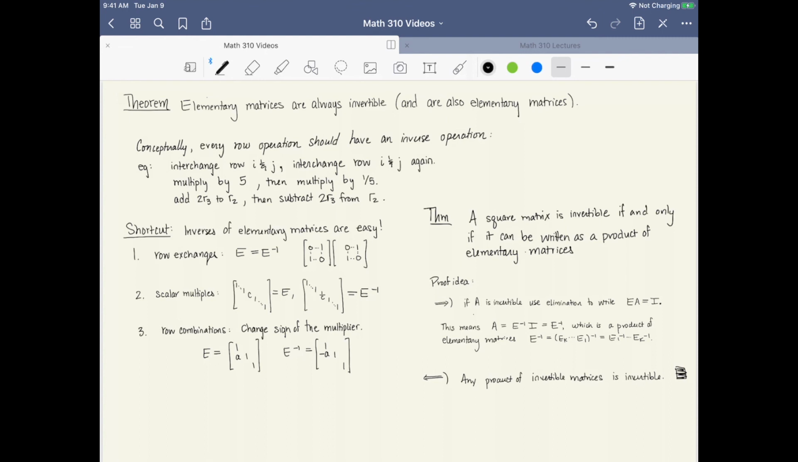Elementary matrices and their inverses are going to turn up in several different places. So I highly recommend practicing calculating them and keeping track of them when you do row operations.